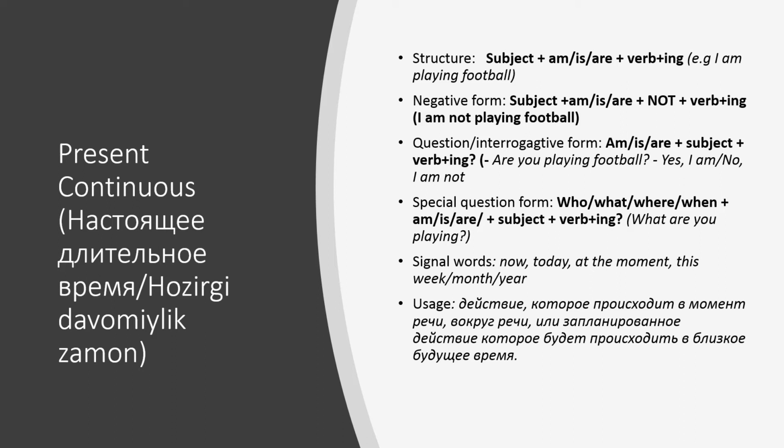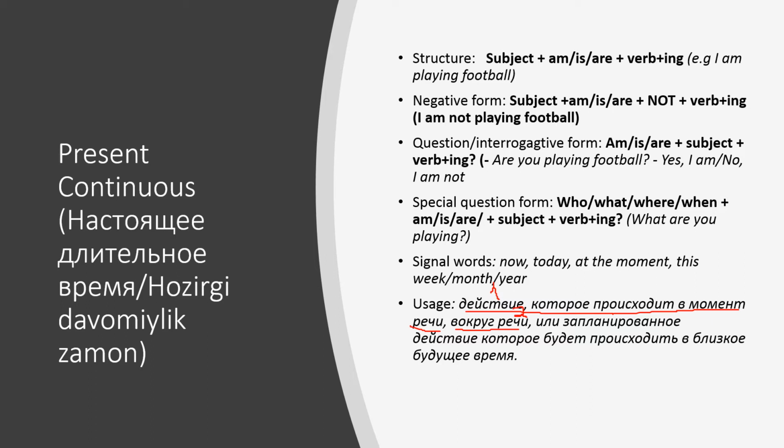And the last one, usage. When do we use this tense? There are different usages. First one, the action that is happening at the time of speaking. This is first one. Next one, action that is happening around speaking. It means I am speaking, but birds are singing. They are outside, but they are singing, they are performing action. Yes, it is happening around me. This is number two.